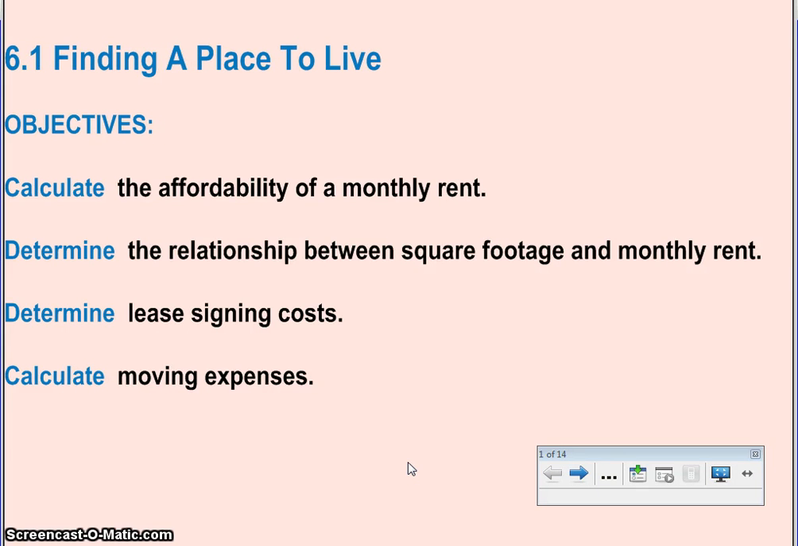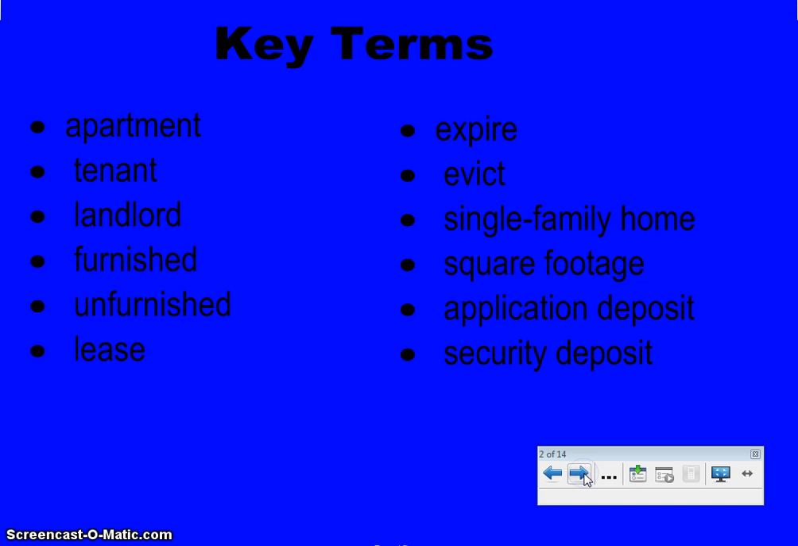Right, now we're going to go ahead and start Unit 6, which is finding a place to live, or housing. The first chapter is finding a place to live. We've got 4 objectives today. I will calculate the affordability of a monthly rent. I will determine the relationship between square footage and monthly rent. I will determine lease signing costs, and I will calculate moving expenses.